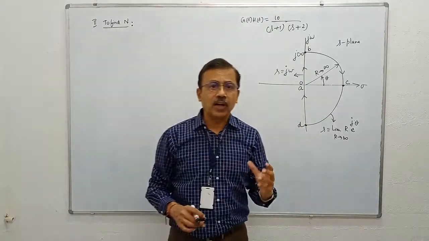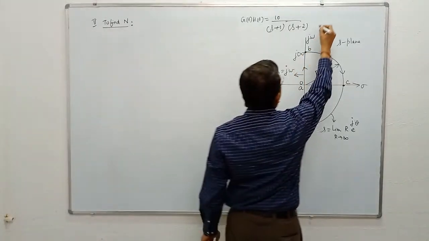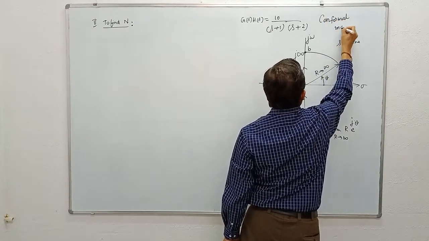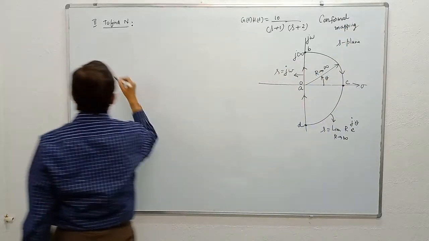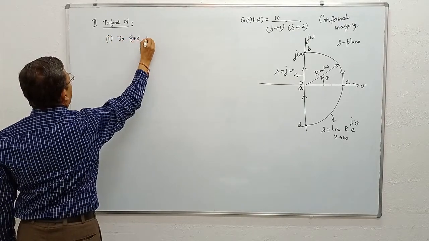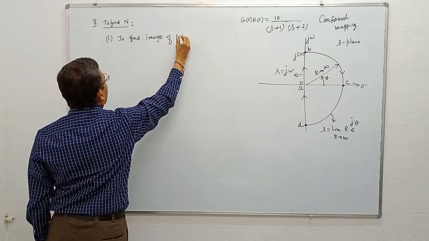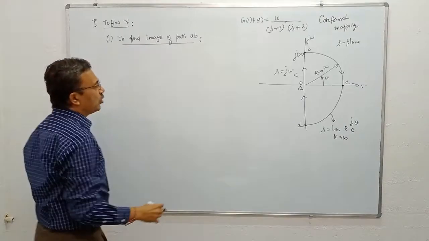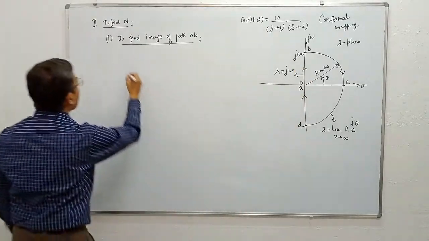This process is called conformal mapping. I hope you have done this in maths. Conformal mapping. I'll take section 1 to find image of path AB. This is path AB. What is the equation of path AB? S equal to j omega.